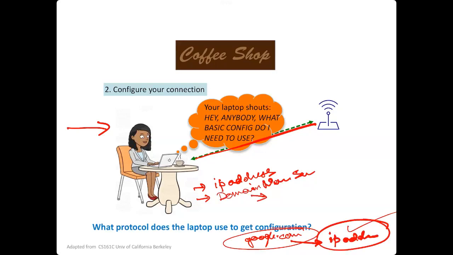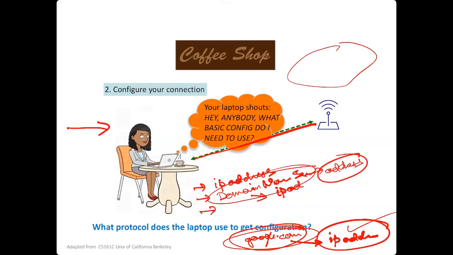That will convert her URL into an IP address. She needs the address of that URL's domain name server, or she needs to know how to reach there. Okay, what else does she need?